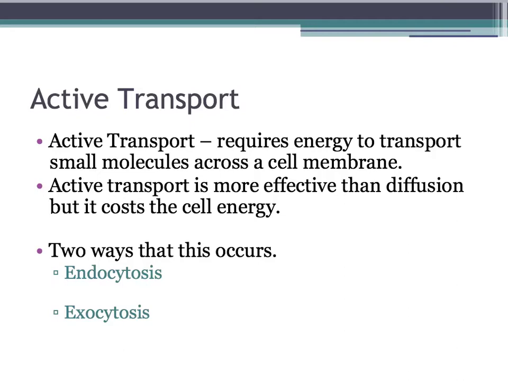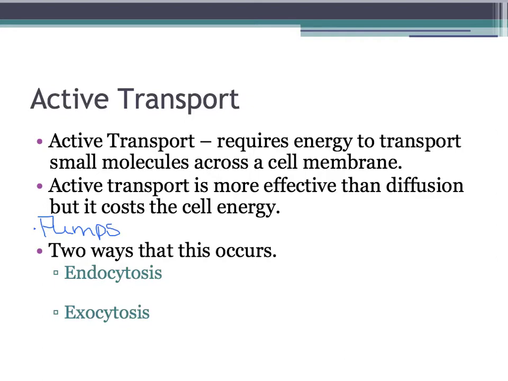Active transport is going to require energy to transport small molecules across the cell membrane or through the cell membrane. Active transport is more effective than diffusion, but it costs the cells energy. And there's a couple of different ways that cells can do this active transport. One of the ways that we don't have on here is pumps. So there are different kinds of pumps that are going to help active transport.